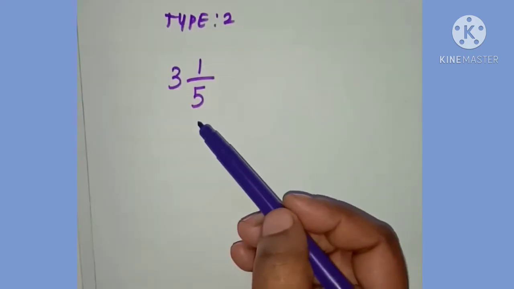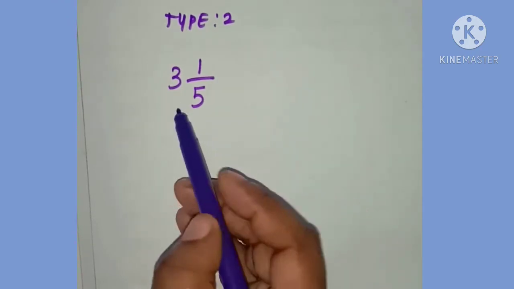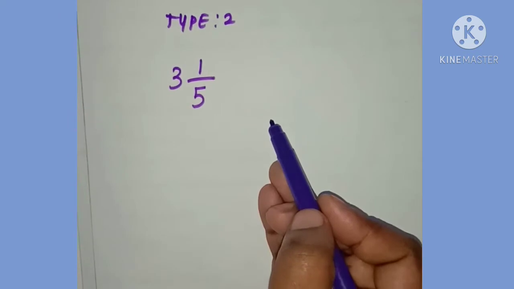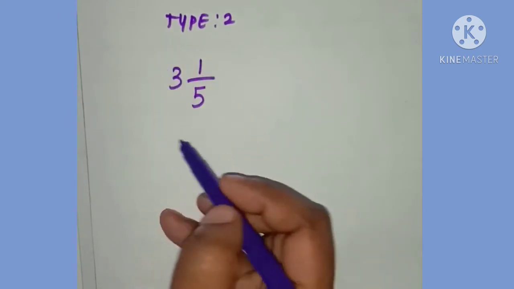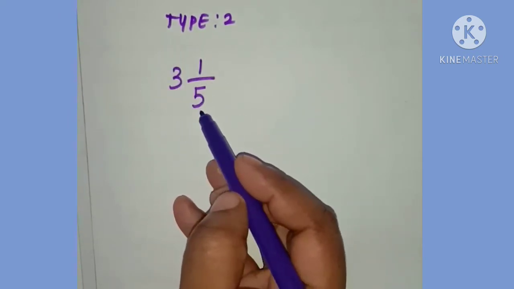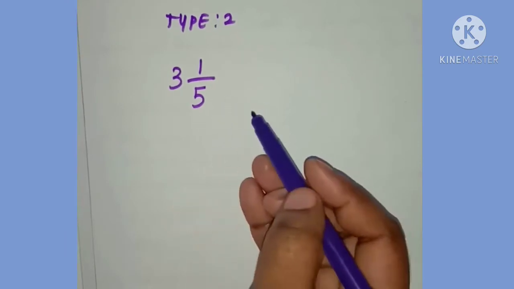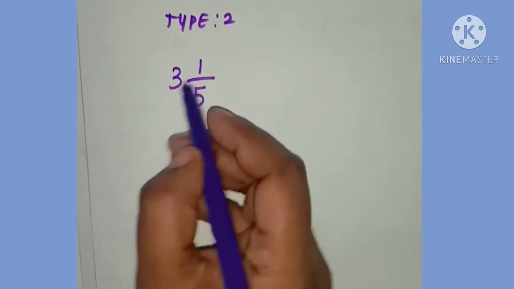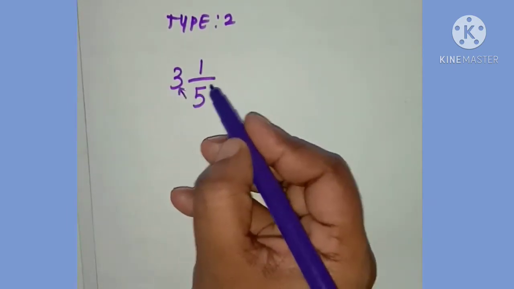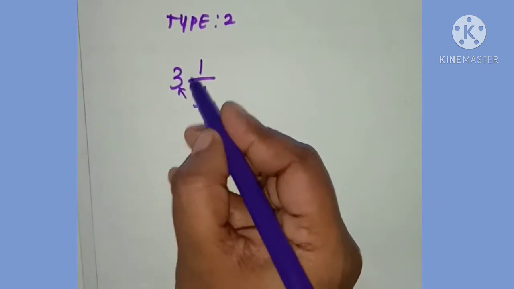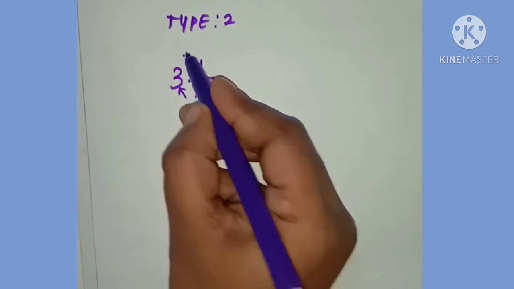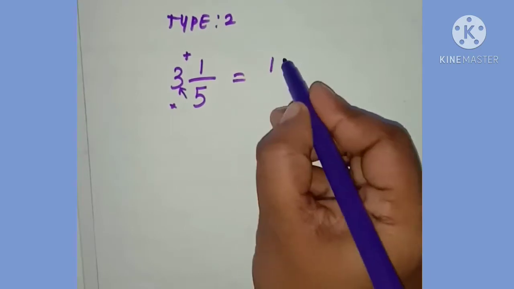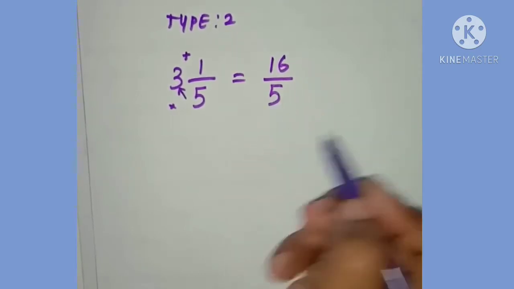Type 2, we can do like this also. That is to convert the mixed fraction into a decimal. Now we can convert the given mixed fraction into an improper fraction. So multiplying 3 into 5, 15. 15 plus 1 is 16. So that is 16 by 5.